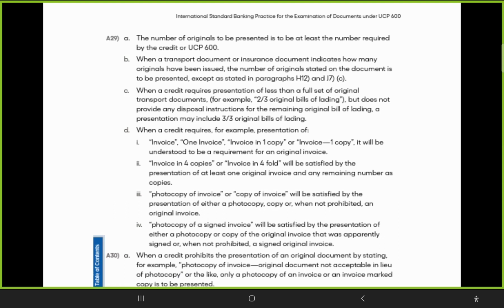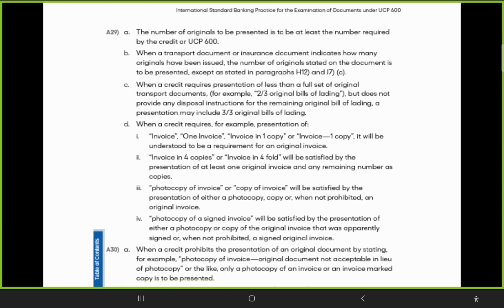Photocopy of invoice, copy of invoice will be satisfied by presentation of either a photocopy, copy, or when not prohibited, an original. This is where I said, if the word photocopy or copy is coming in front of invoice, as a prefix, if they're saying photocopy of an invoice or a copy of an invoice, this would mean that they require a photocopy, not an original. But if there are no restrictions in the DC, they can also present an original. If DC says only photocopy to be presented, then we don't have any other option.